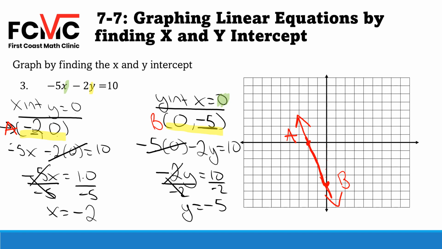All right. So this was lesson 7 for unit 7, graphing linear equations by finding the x and y intercepts.